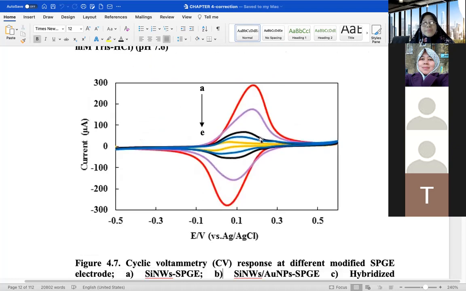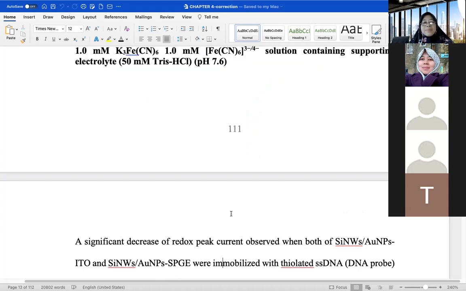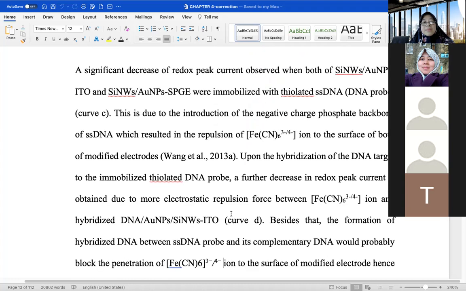So you can see the caption is a must to have a very detailed caption. You can see the molarity is there, the pH is there. This is self-explanatory. All right.